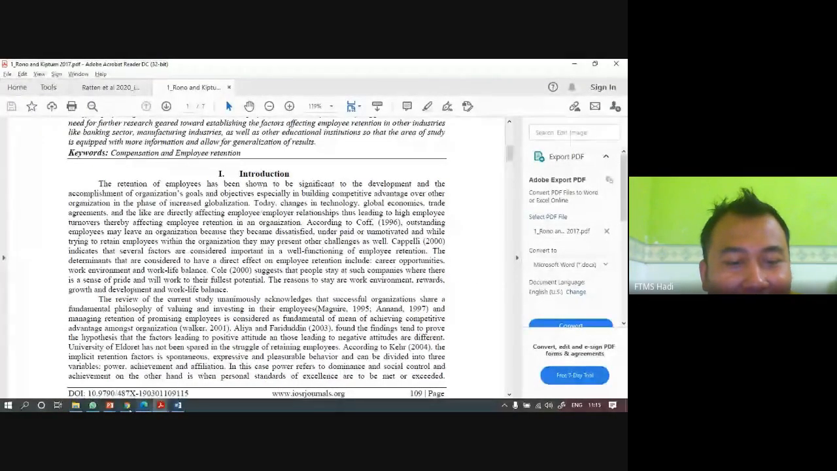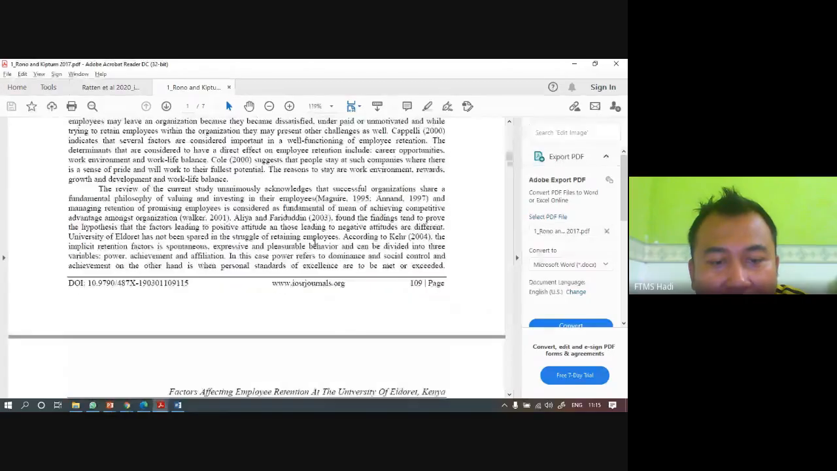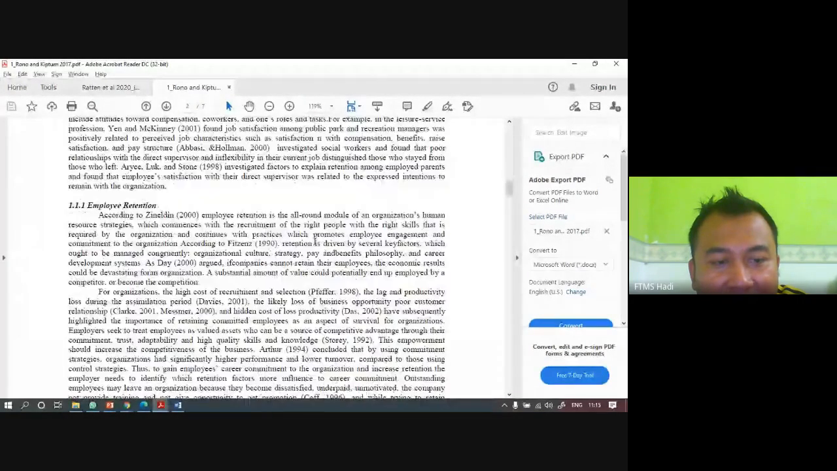So let me continue. Okay. After the introduction, for the framework and hypothesis, you don't have to read everything. Just observe what are the IV and DV they use.